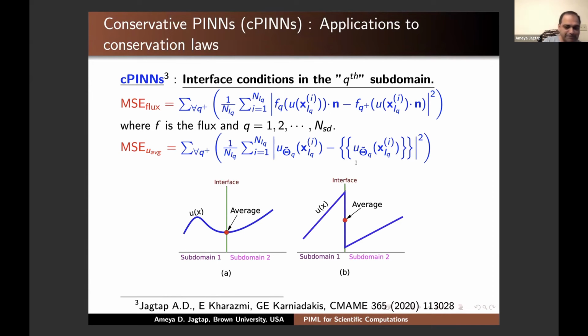So basically, you can see this figure below. When the solution is continuous, enforcing the average solution continuity basically becomes a continuity of the solution condition at the interface. It is given by the green bar here. And when the solution is discontinuous, which is possible in hyperbolic conservation laws where we have shock waves, we are basically enforcing the midpoint here at the interface.